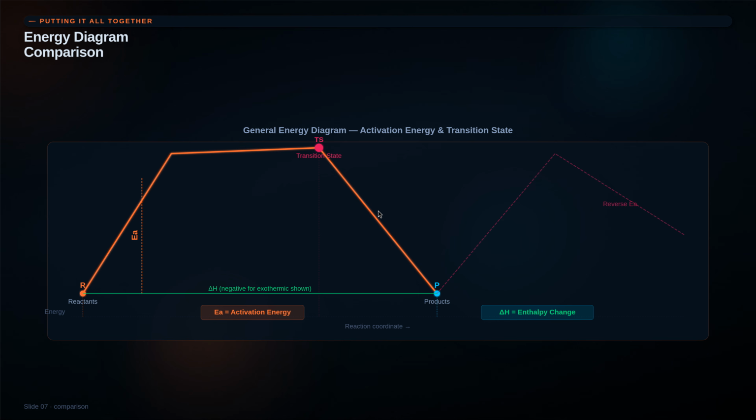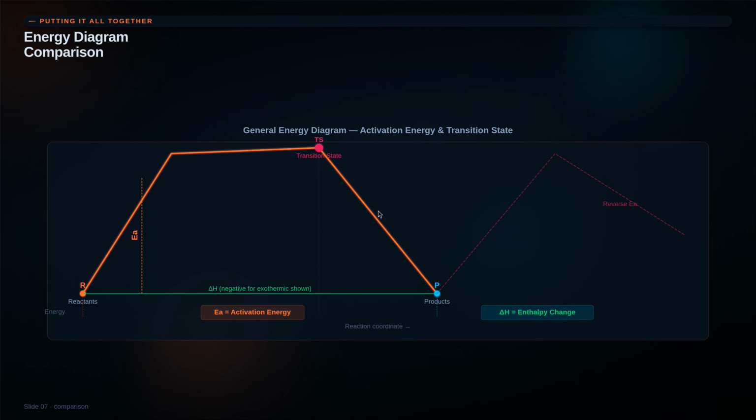An exothermic reaction with a high EA may be thermodynamically favorable, but kinetically slow. This is why diamond does not rapidly turn into graphite despite being energetically favored. By contrast, an exothermic reaction with low EA proceeds explosively, like the combustion of hydrogen.